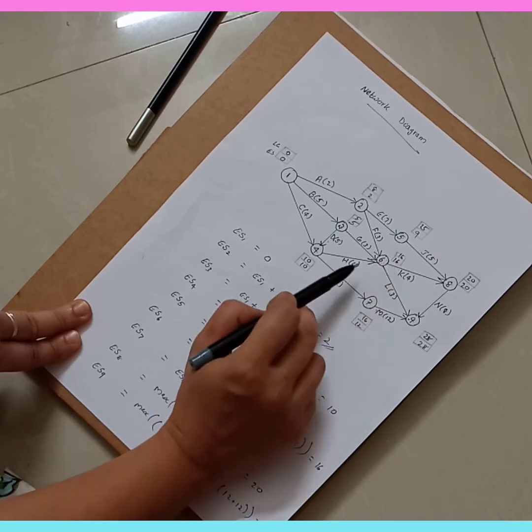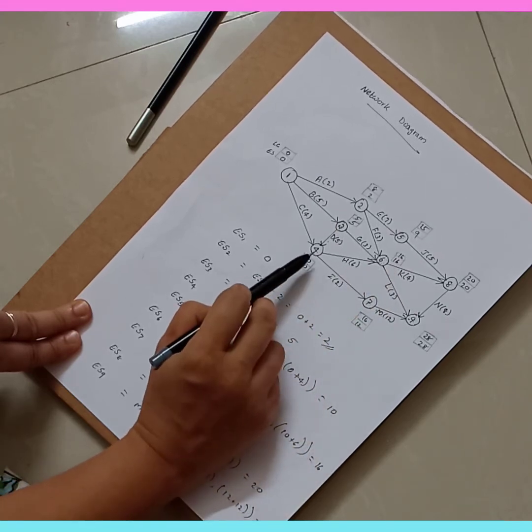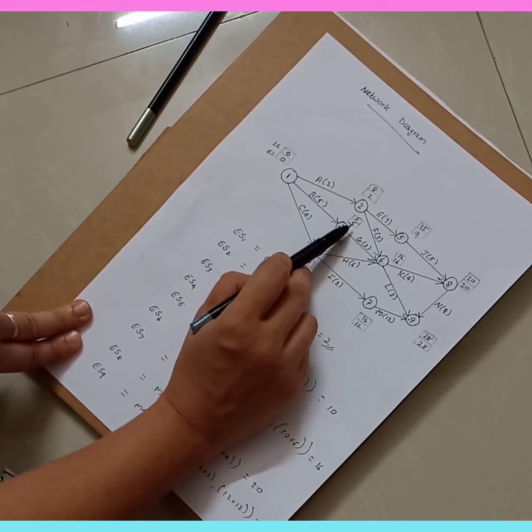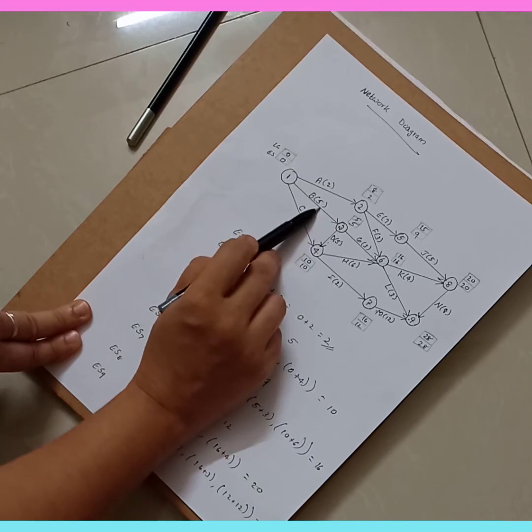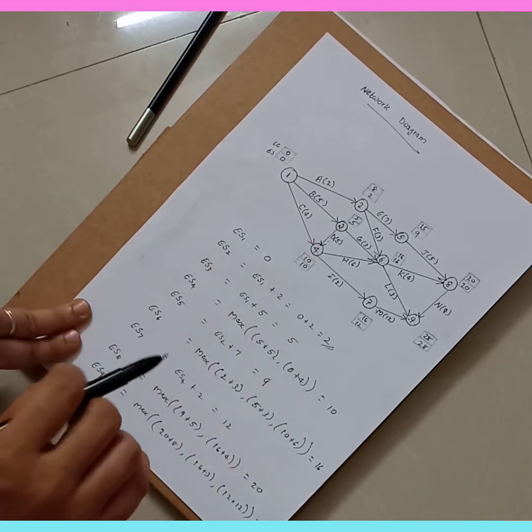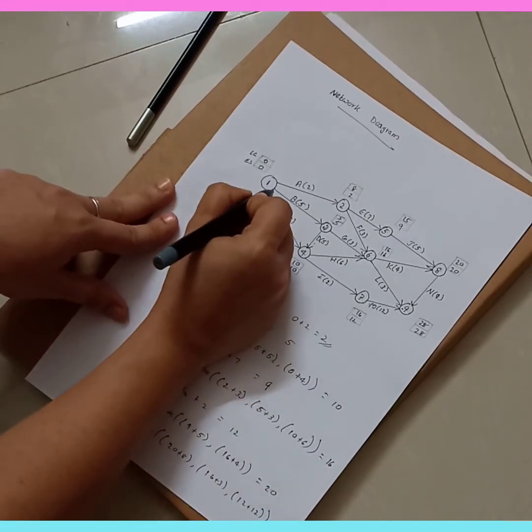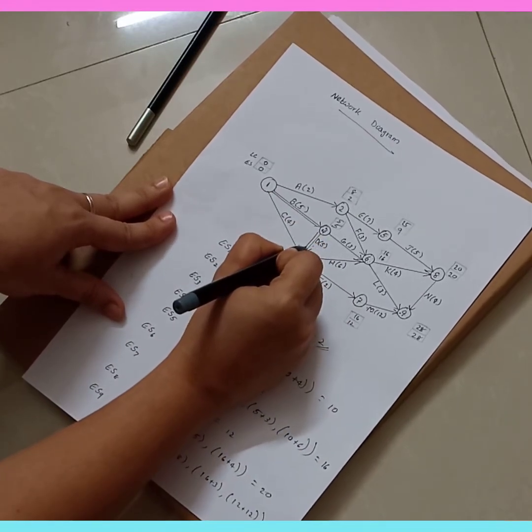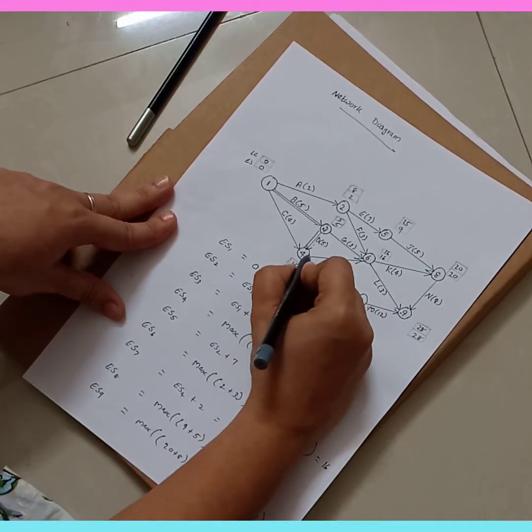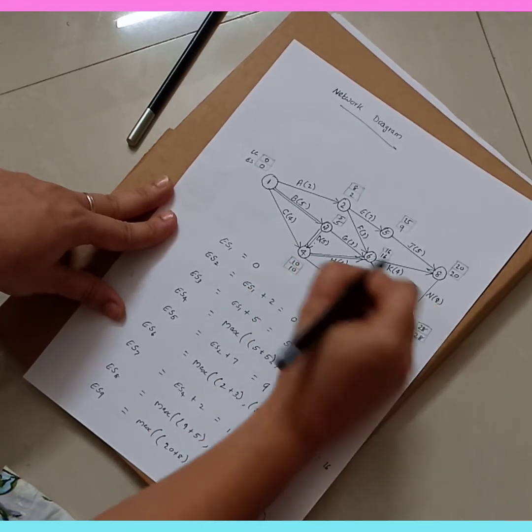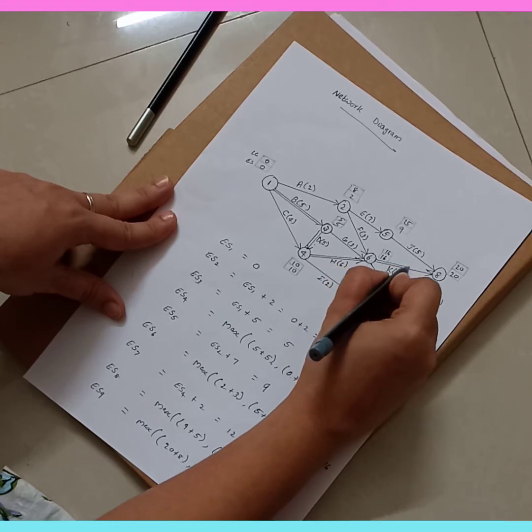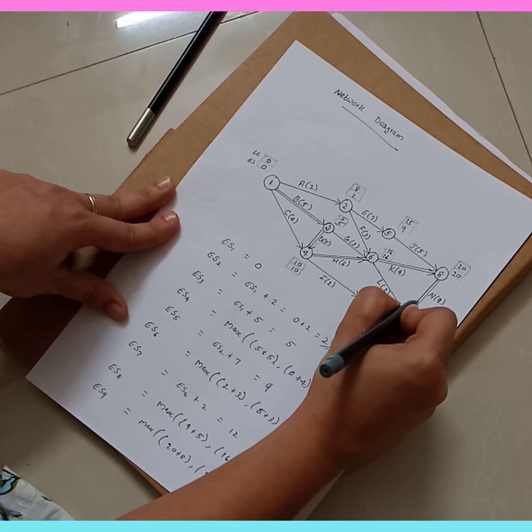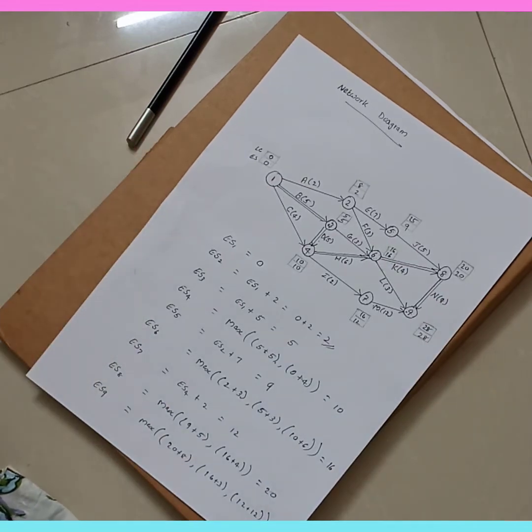Okay, 16 minus 6 you get 10. 10 minus 5 you get 5. And again 5 minus 0 you get 5. So all the three conditions are satisfied. So you can draw two lines here: 1 to 3, then 3 to 4, then 4 to 6, then 6 to 8, and again 8 to 9. So this is our critical path.